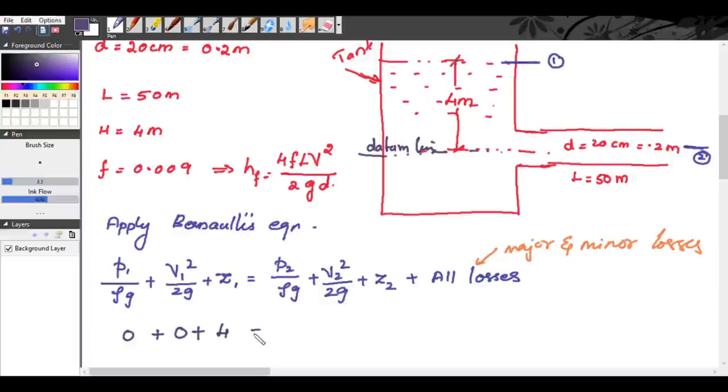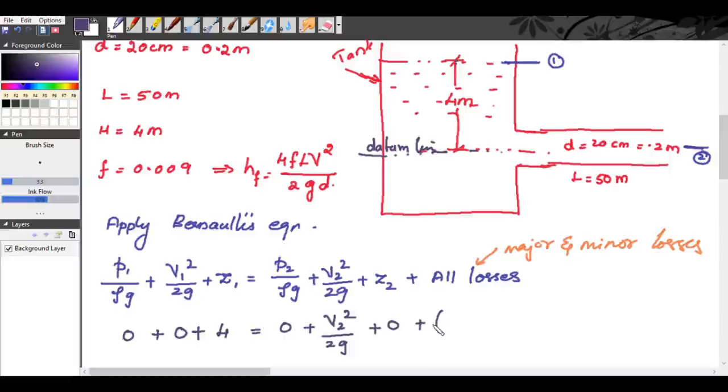Now, this is equal to P2 by rho g. So, pressure will be equal to 0 plus V2 square by 2g. Here there is flow, so there is velocity. So, V2 square by 2g plus Z2. Section 2 is lying on the datum line, so it is 0 plus all losses.